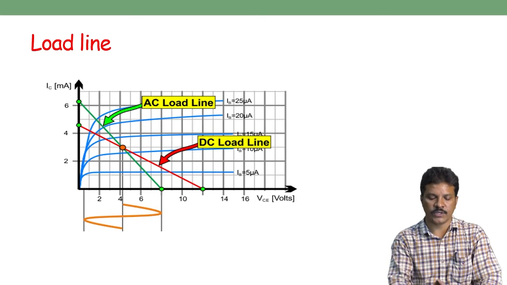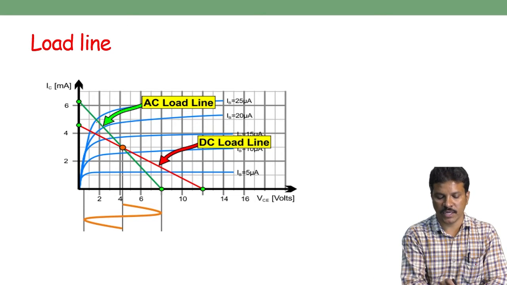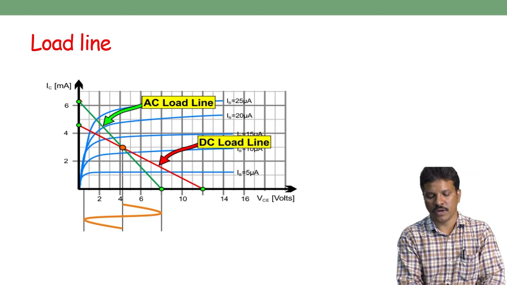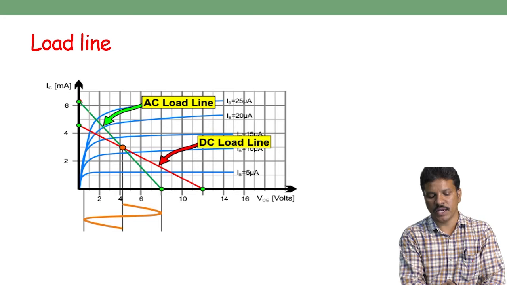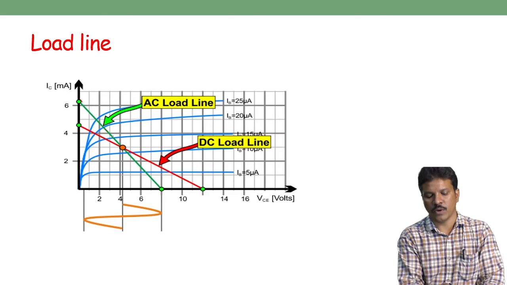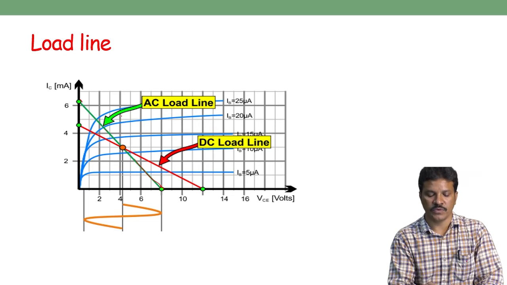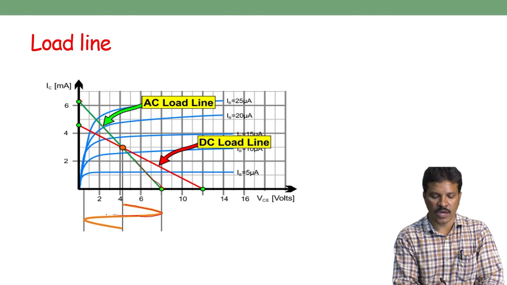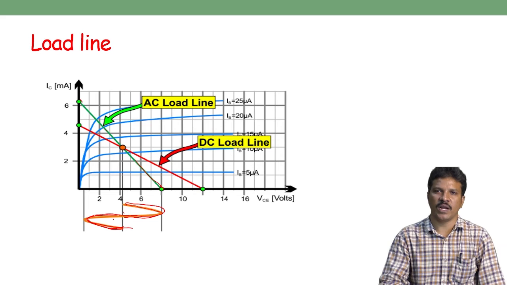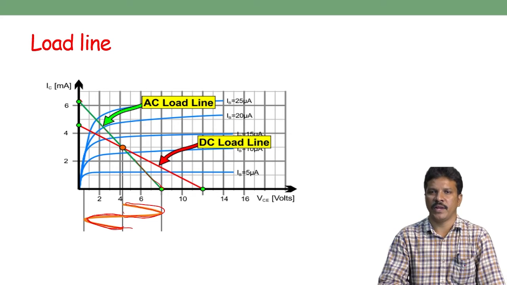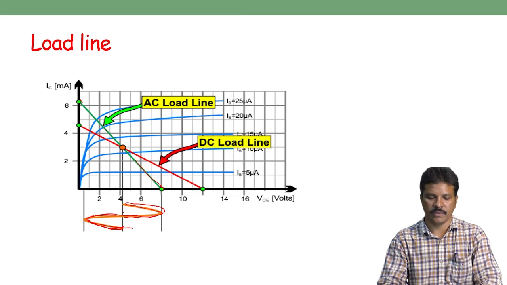The slope of the AC load line is shown in green in the figure, and the DC load line is this one. When we provide the signal at the input side, the load line changes. This AC load line gives the positive swing and negative swing of the AC input and output signal. So we can measure on this AC load line whether the complete swing is available in either direction, positive and negative.